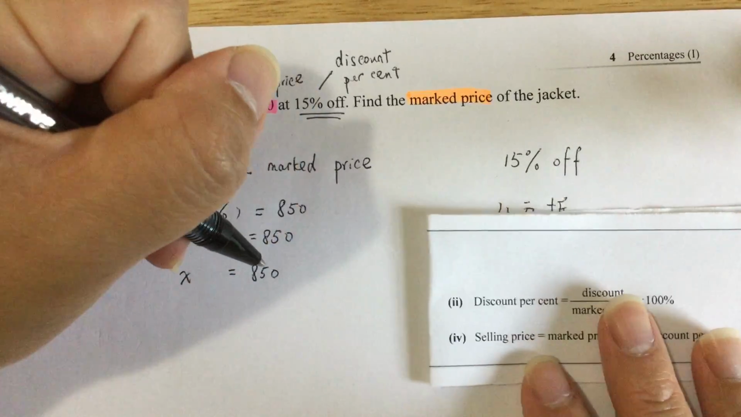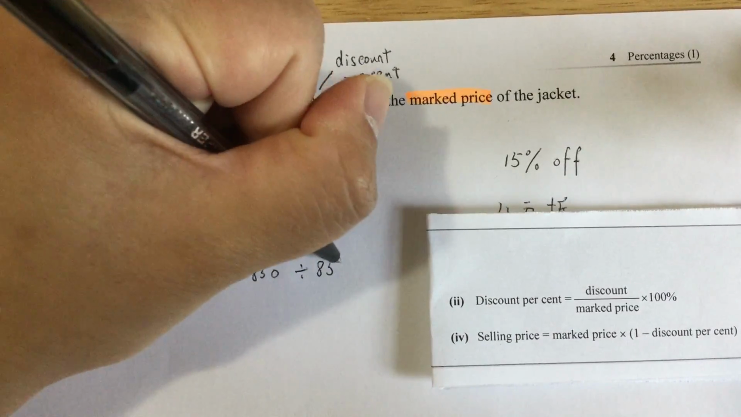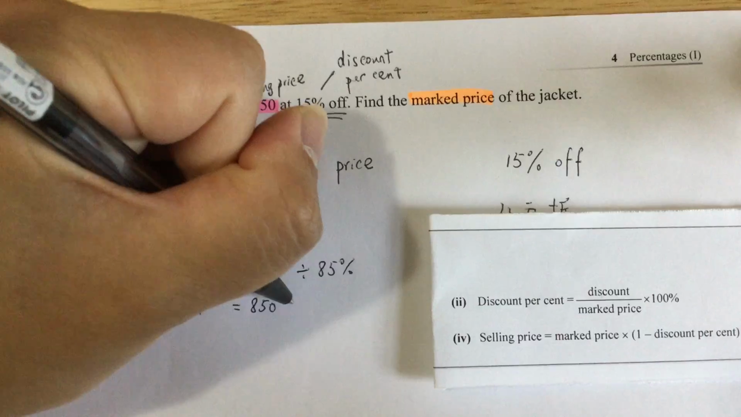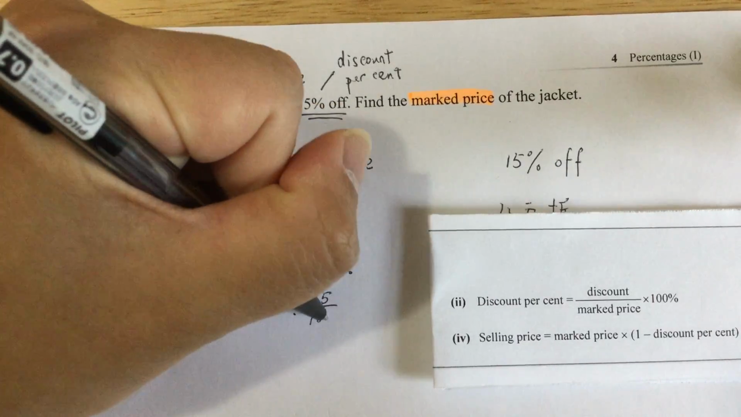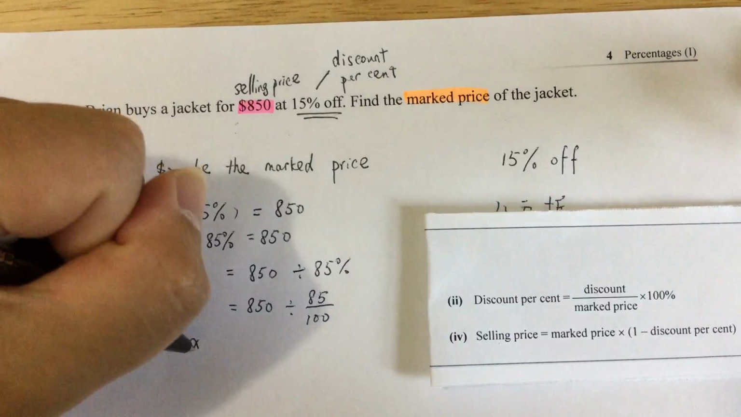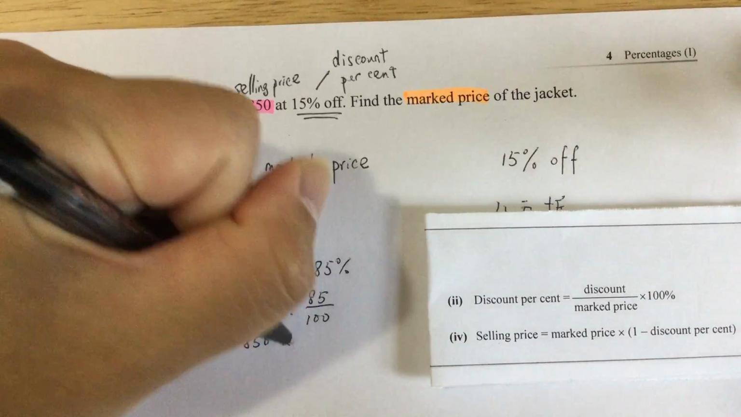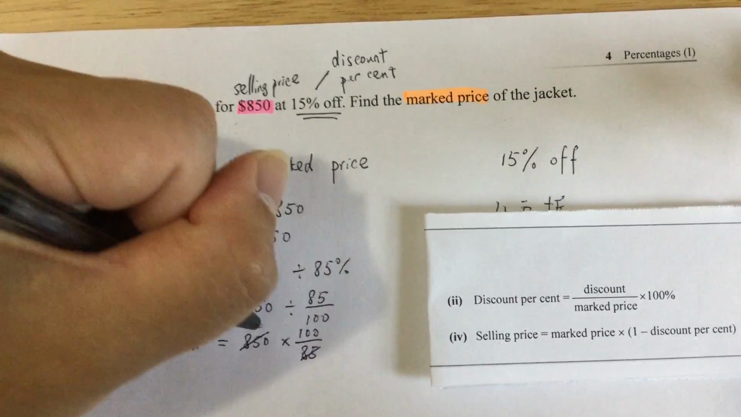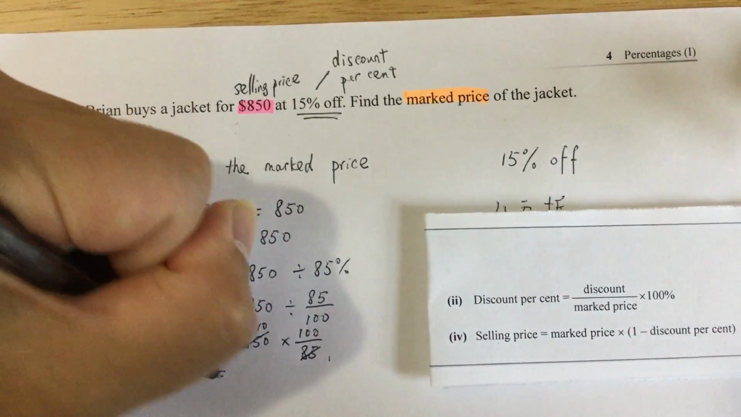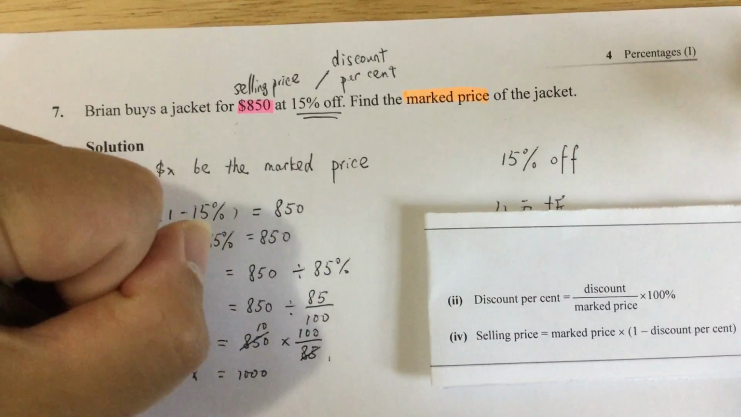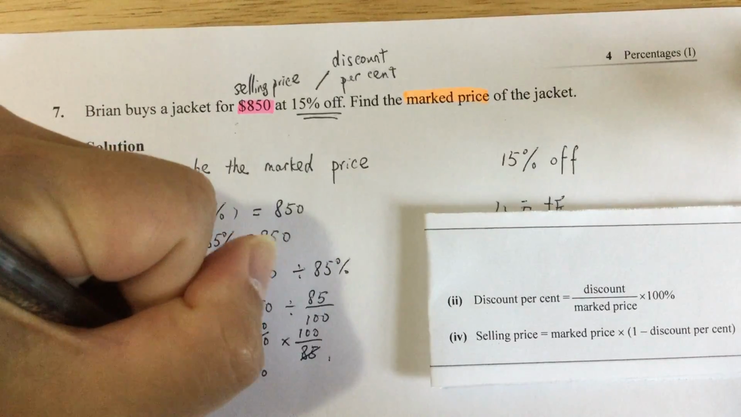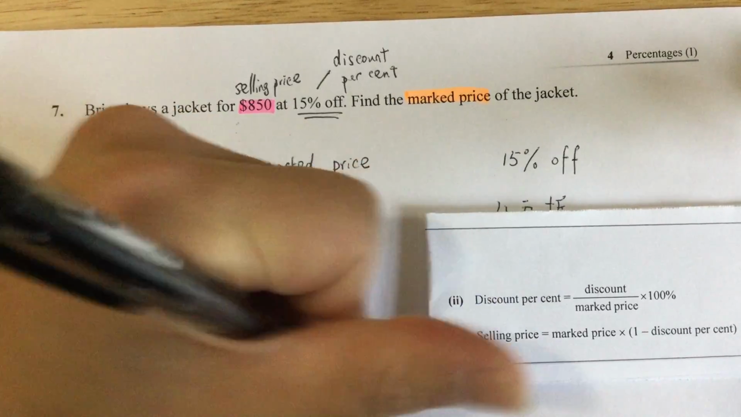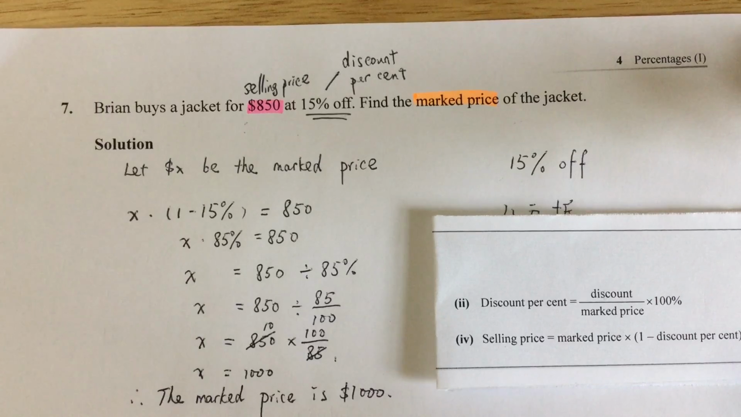divided by 85%. So x equals 850 divided by 85 over 100, and then we can do the cancellation: 850 times 100 over 85. We cancel this one and this one. This is obviously 10, this is 1, so x is $1,000. So the mark price is $1,000. I'll give you 15 seconds to understand this question.